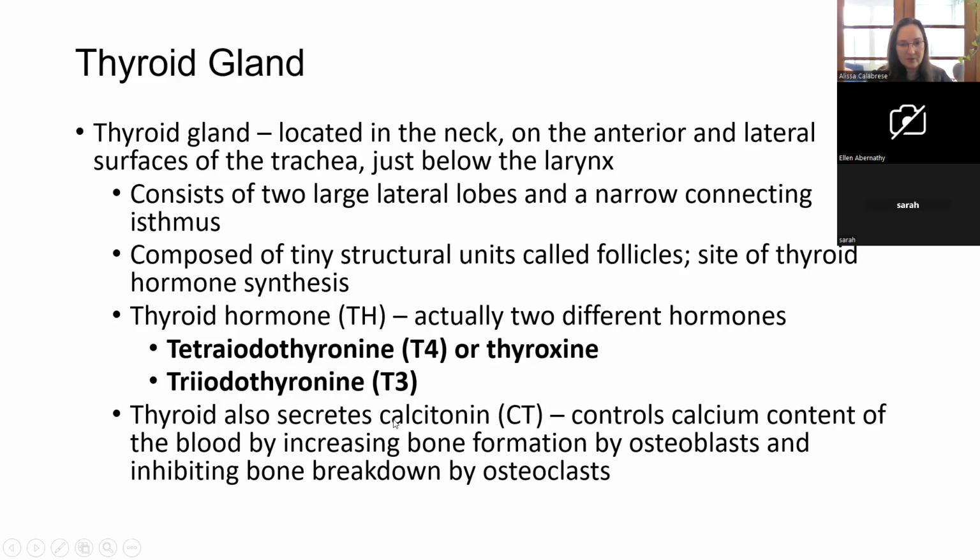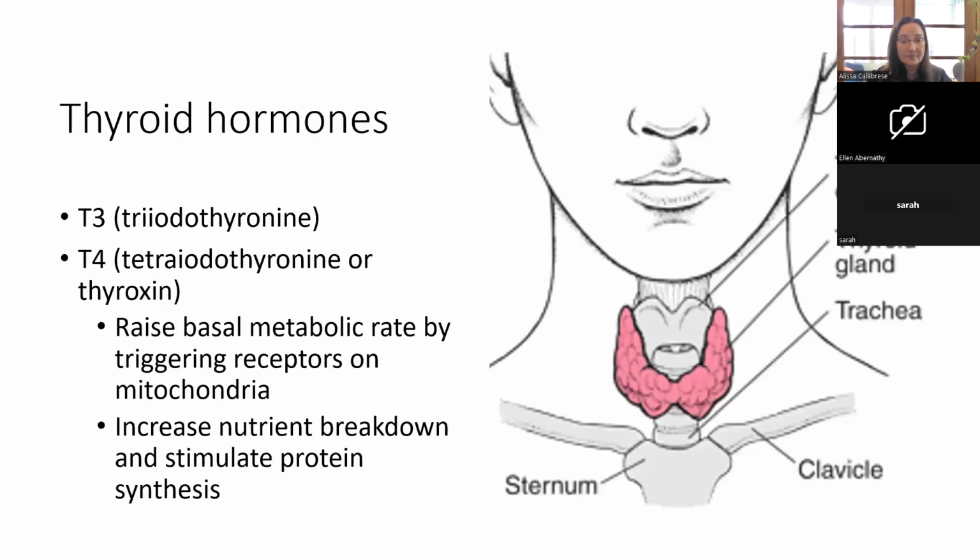This one helps you control your blood calcium levels. It will actually decrease blood calcium levels if they get too high. There's your thyroid. It's a little butterfly-shaped gland right in front of your throat, just below your voice box.